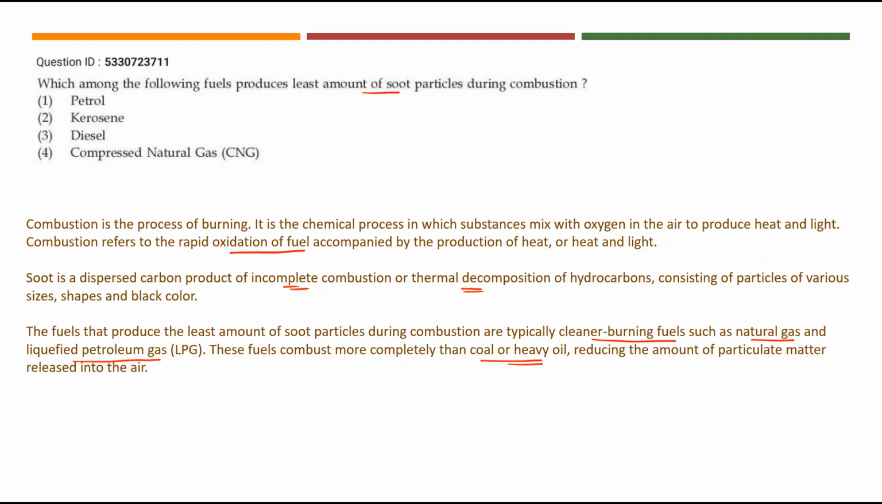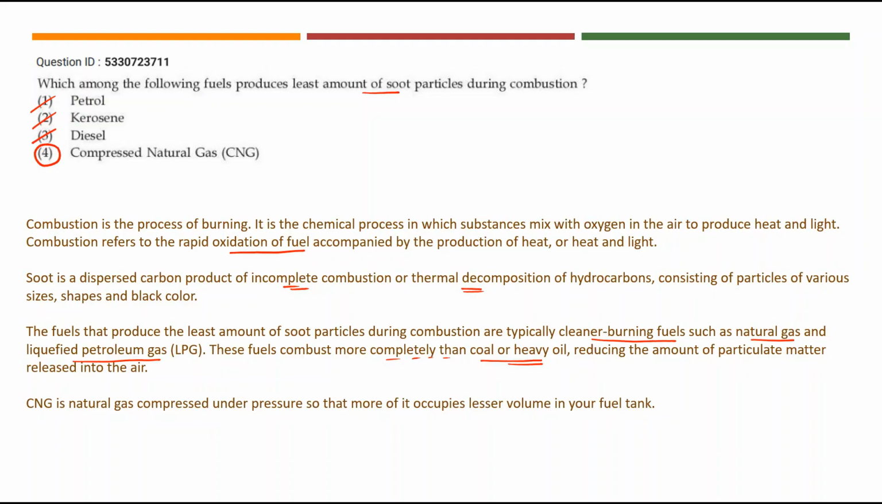What about this heavy oil? We can bring petrol, kerosene, diesel under heavy oil. When you use petrol, kerosene or diesel, the amount of soot particles will be more compared to natural gas and LPG. We will rule out the first three options and go with option number 4, compressed natural gas as the right answer. Here they have given us natural gas, but how does compressed natural gas become the answer? What is CNG? It is a natural gas compressed under pressure so that more of it occupies lesser volume in your fuel tank. So it is actually natural gas, but it is compressed.